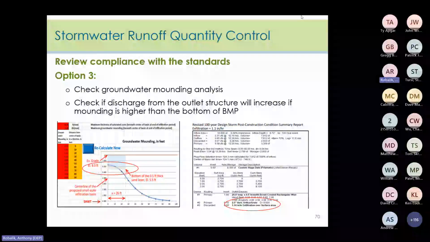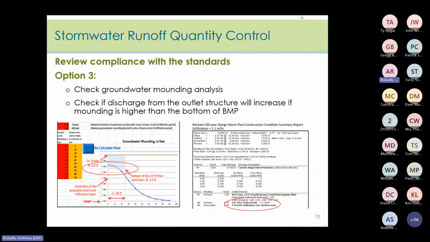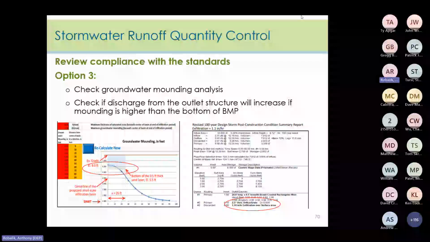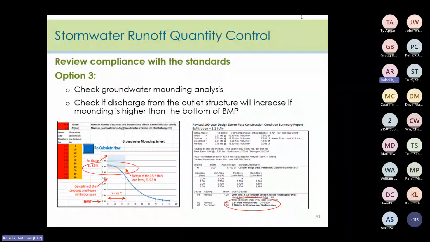And if more flow is discharged from the outlet control structure, then you should check to see if the peak flow rate from the BMP is still below the maximum allowable peak flow rate. And if the discharge flow rate is above what's allowed, then the basin size or the outlet structure may need to be adjusted to provide more storage volume during the design storm.